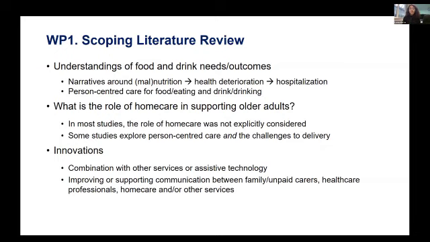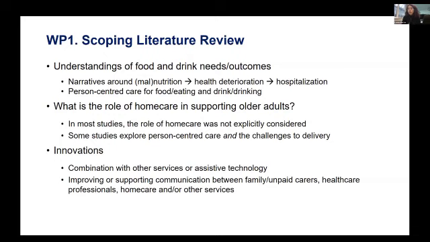Home care workers are described as having a really good understanding of the person's preferences, as well as of the support network around them, and the environment also, for conditions.